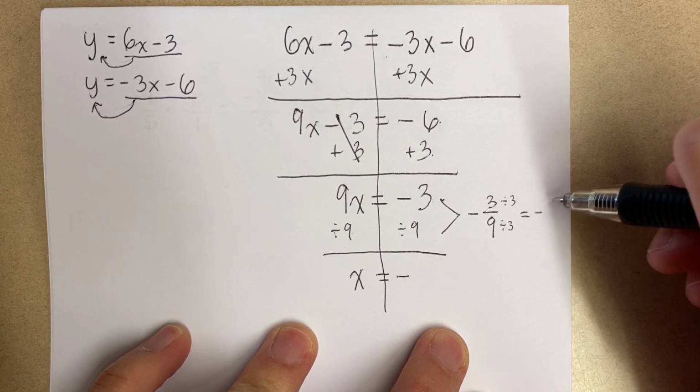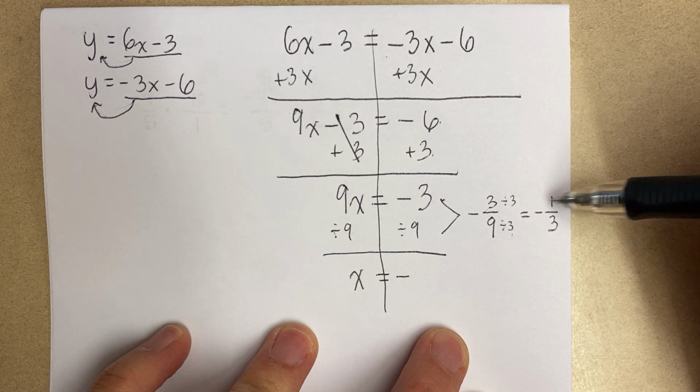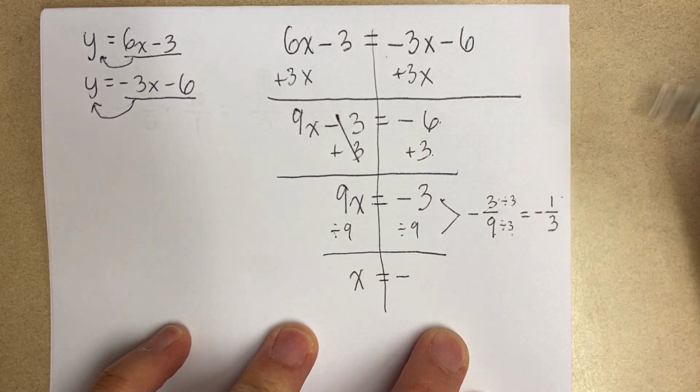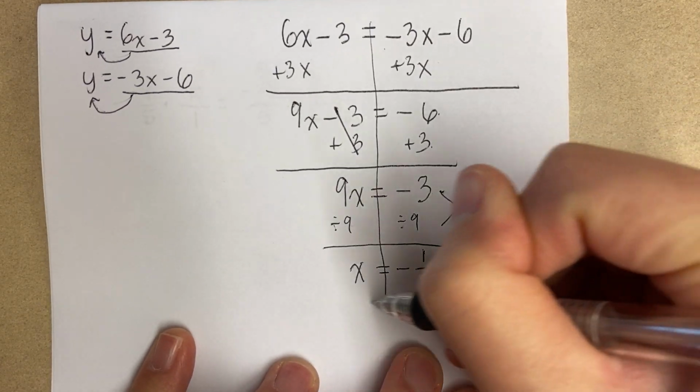This is a lot to one problem. Wait till you see, because we're not even done. I'm dividing by 3, dividing by 3. 3 divided by 3 is 1. 9 divided by 3 is 3. I get negative 1/3. x equals negative 1/3.